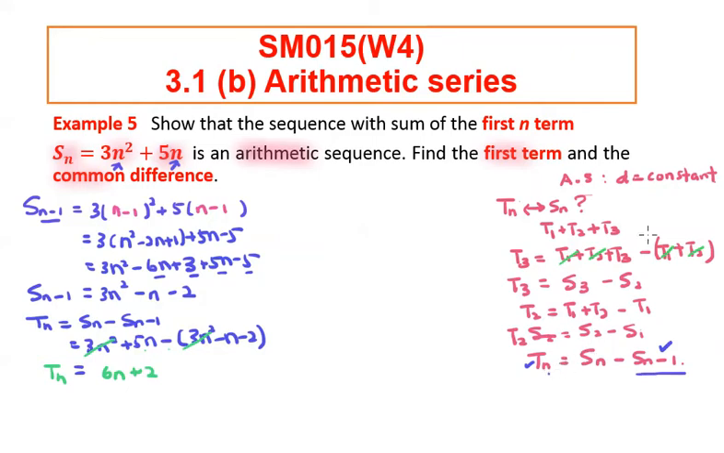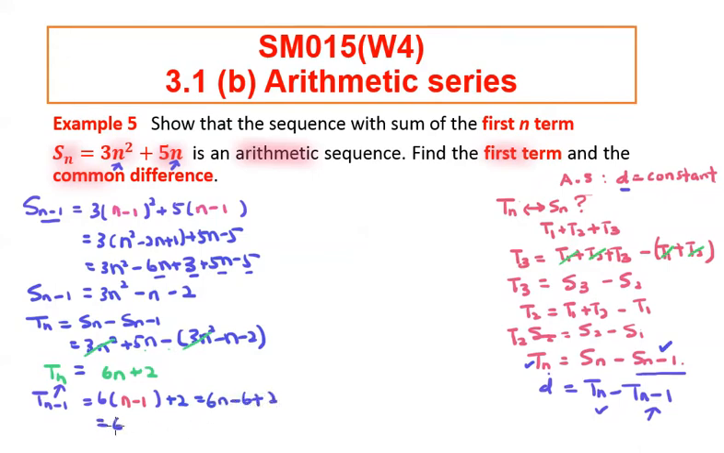Now we're going to find the constant d. The constant d is given by Tn minus Tn minus 1. We already have Tn. Now we proceed to find Tn minus 1. So Tn minus 1 is equal to 6 times, substituting n minus 1 into n, 6 times n minus 1 plus 2, which is 6n minus 6 plus 2, which is 6n minus 4. This is Tn minus 1.